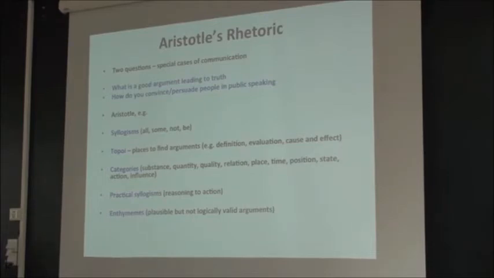And so he says there are two, when it comes to arguing, and they're thinking a lot about arguing still, arguing politically in the courts of law, etc. He says there are two special cases of communication, or two things that you have to think about when you think about how you should communicate. So, one is, what is a good argument that leads to truth? That's the Socrates-Plato favorite, right? The other one is, how do you convince or persuade other people in public speaking? That's the Sophist, that's the rhetoric tradition. So these two are put against each other by Aristotle. They were already put against each other by Plato and Socrates when they debated against the Sophists. But he, in his work, tries to summarize both positions and to provide some kind of account of both ideas.